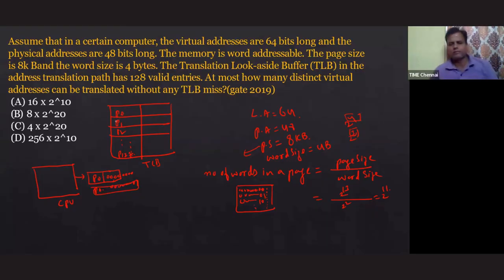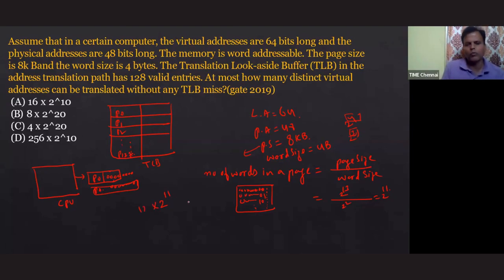For one page, how many logical addresses will it generate? It totally depends on how many words are there inside that page. How many words are there inside one page here? 2 power 11 words. So for page 0, the CPU will generate 2 power 11 logical addresses. So how many entries are there inside the TLB? 128 entries. So for each entry it is generating 2 power 11.